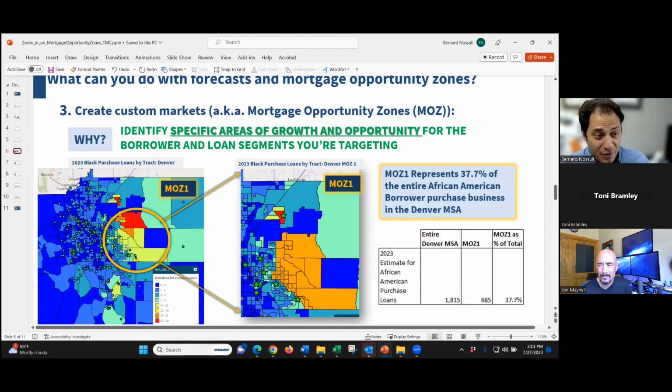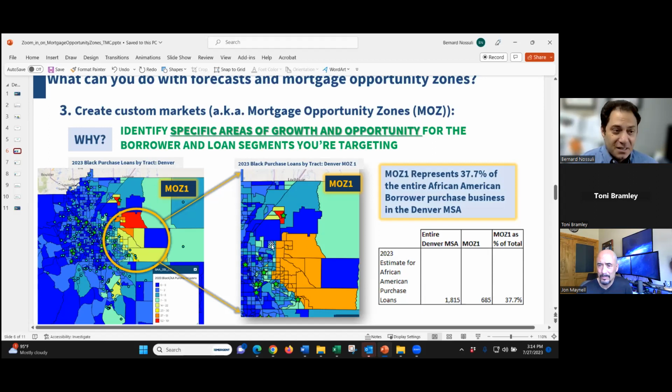And so therefore, if you're targeting that segment, you want to target the specific area of growth to say, hey, we're going to grow with this segment or grow in this market by targeting this specific area and making sure that we're lending in the community there so that the community flourishes and everybody wins.